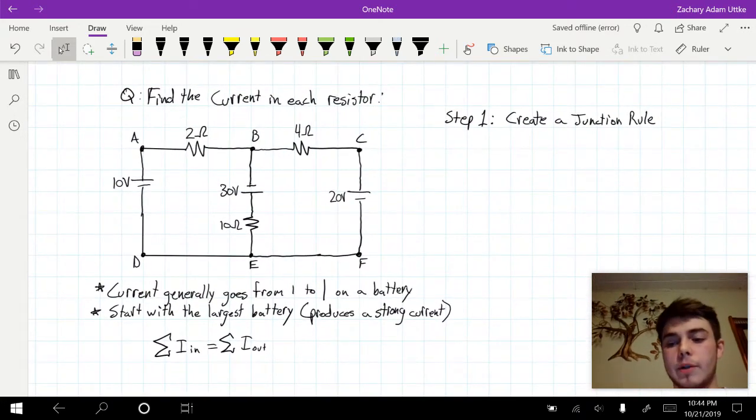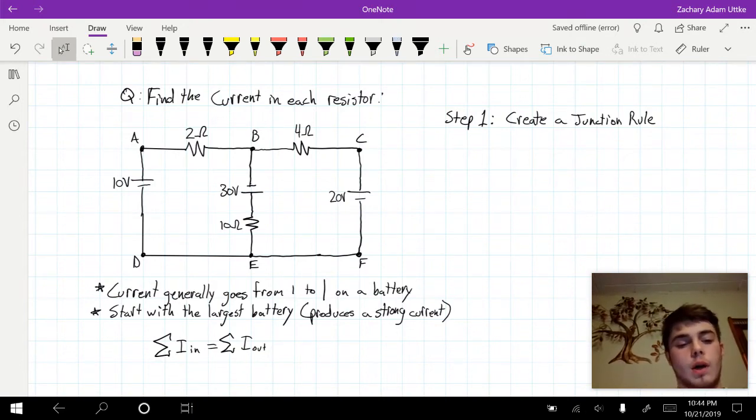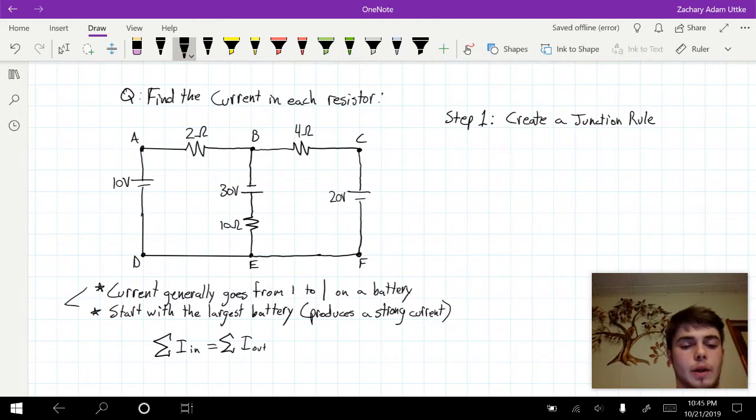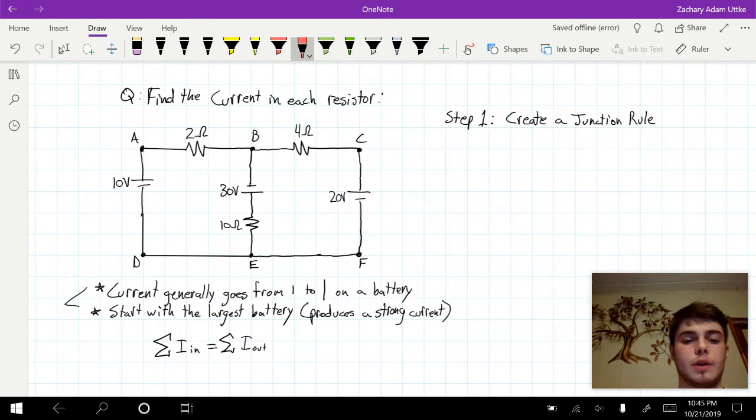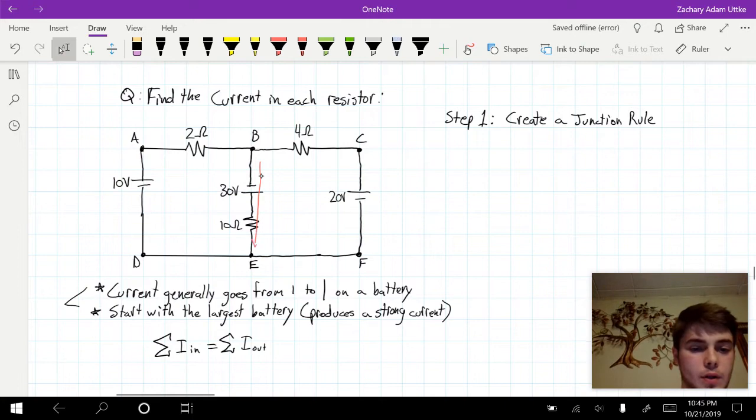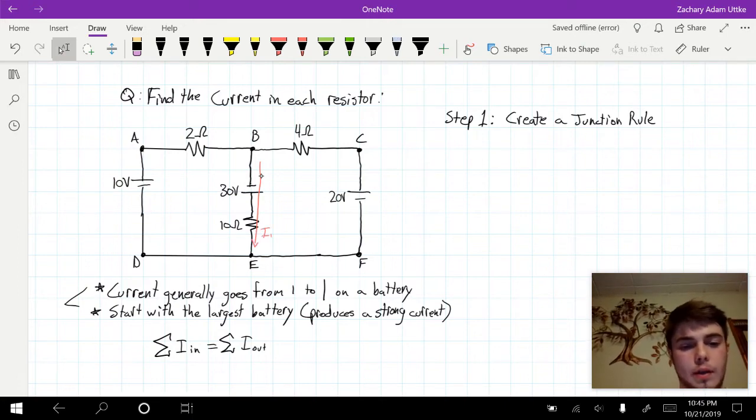And it's completely arbitrary which way you draw your currents in your loops, but these two guidelines right here are what I follow. So the current generally goes from the small end of the battery to the large end of the battery. And I would also say start with the largest battery because it produces the strongest current. So the largest battery is this 30-volt battery right in the middle. And I would draw the current, let's just call it anything, I1 going down from the small end to the large end.